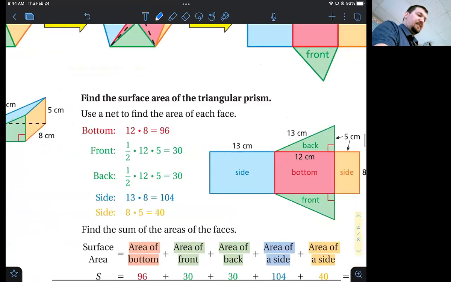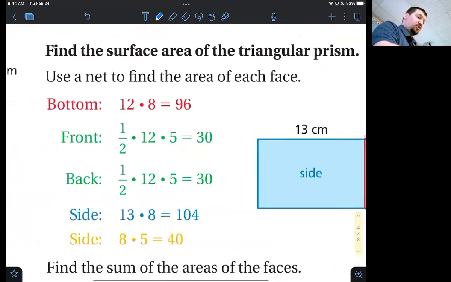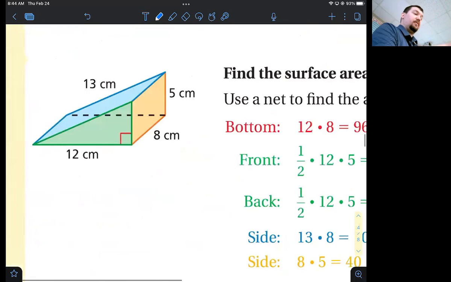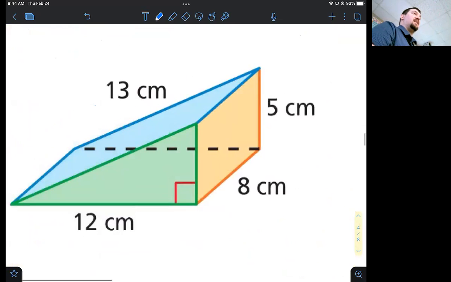But I don't necessarily need to look at it like that. Nets are helpful when you have it, but I'm not going to take 5 minutes drawing a net just so I can find surface area when I can see clearly here that this triangle has a base of 12 and a height of 5. That's all I need to know.